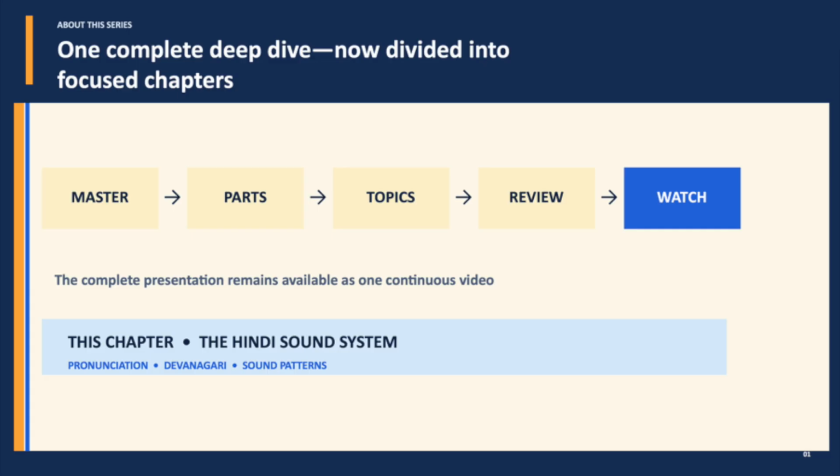In this chapter, we will explore the Hindi sound system. We will look at how Devanagari represents sounds, how Hindi vowels and consonants are organized, and several contrasts that English speakers may initially find unfamiliar. We will then bring these sounds together in complete Hindi words and sentences.